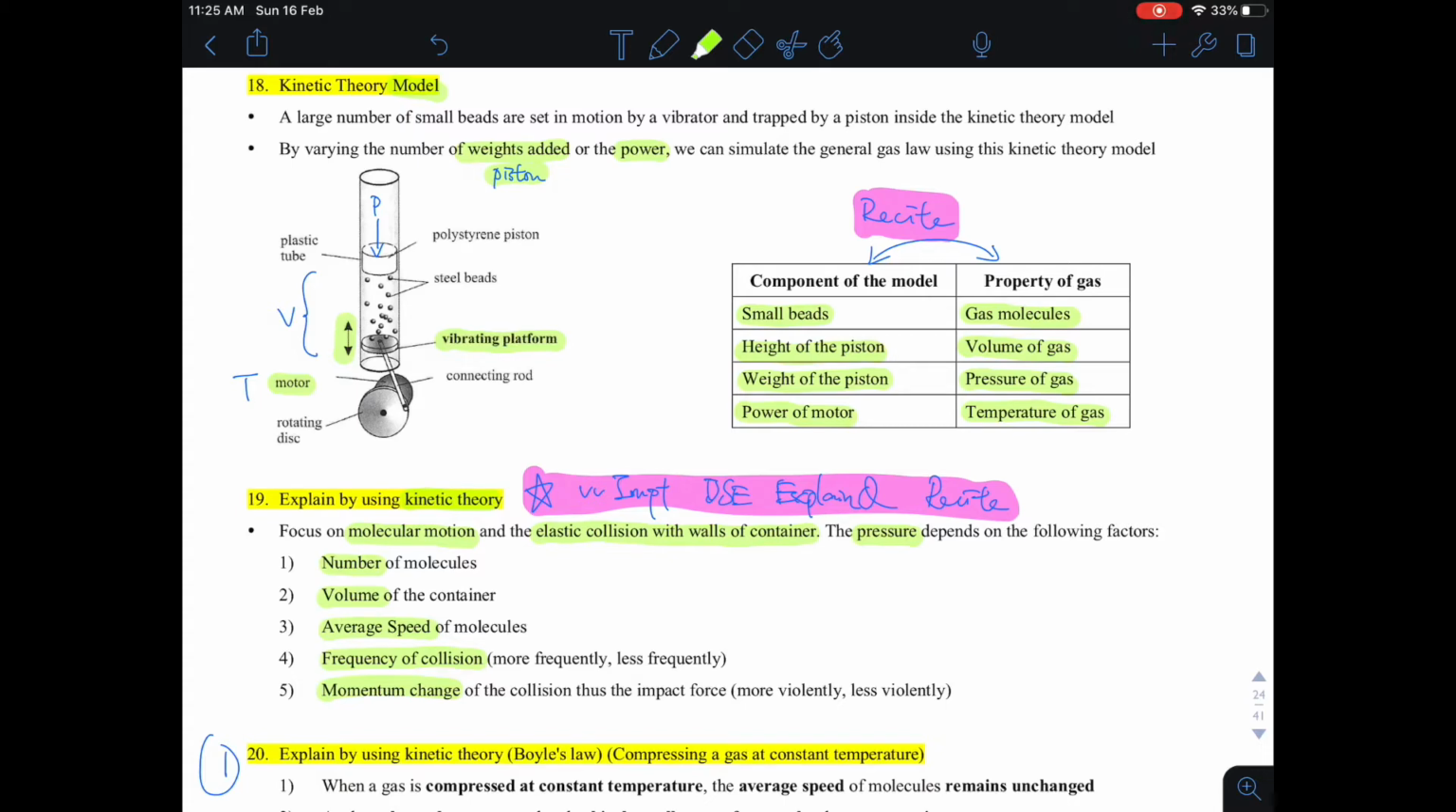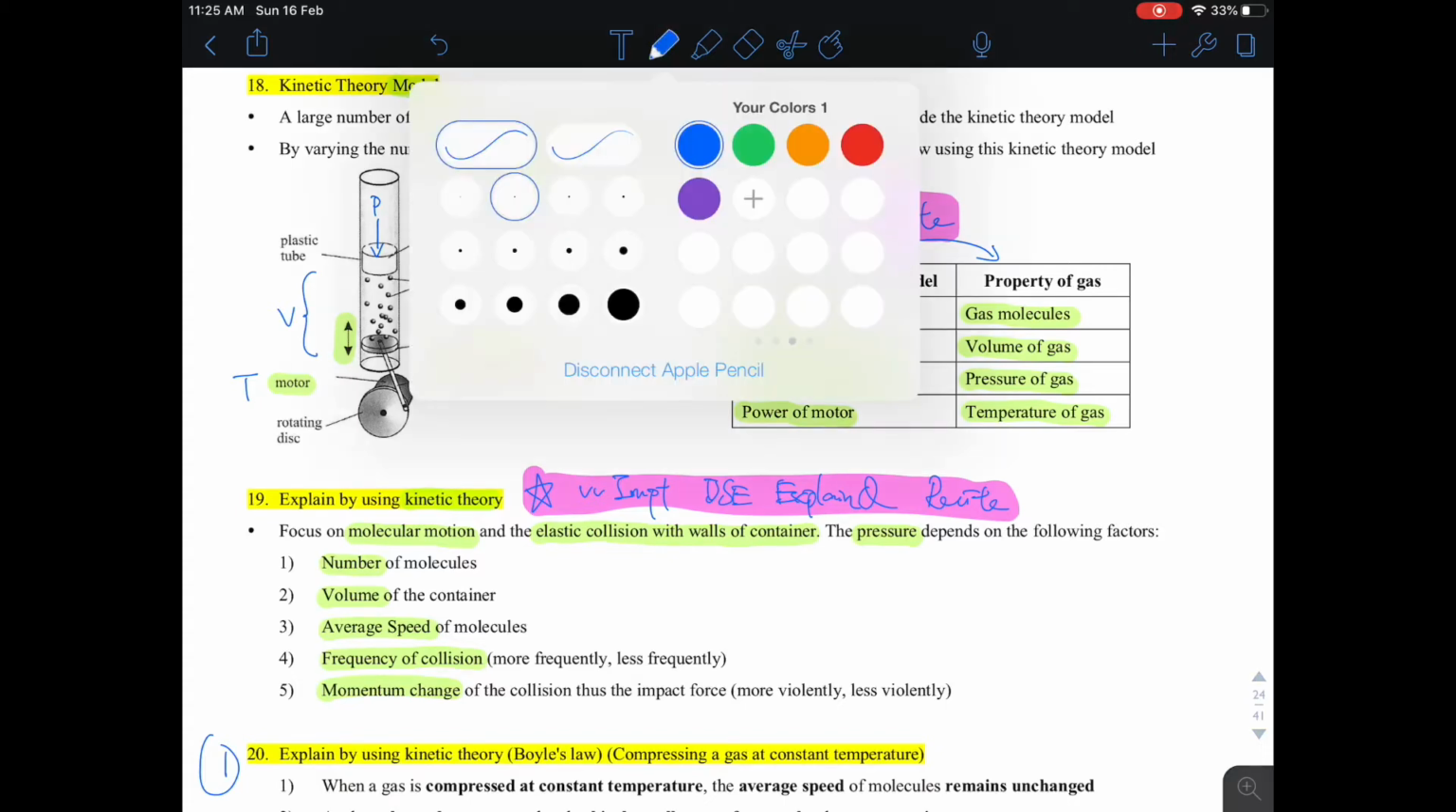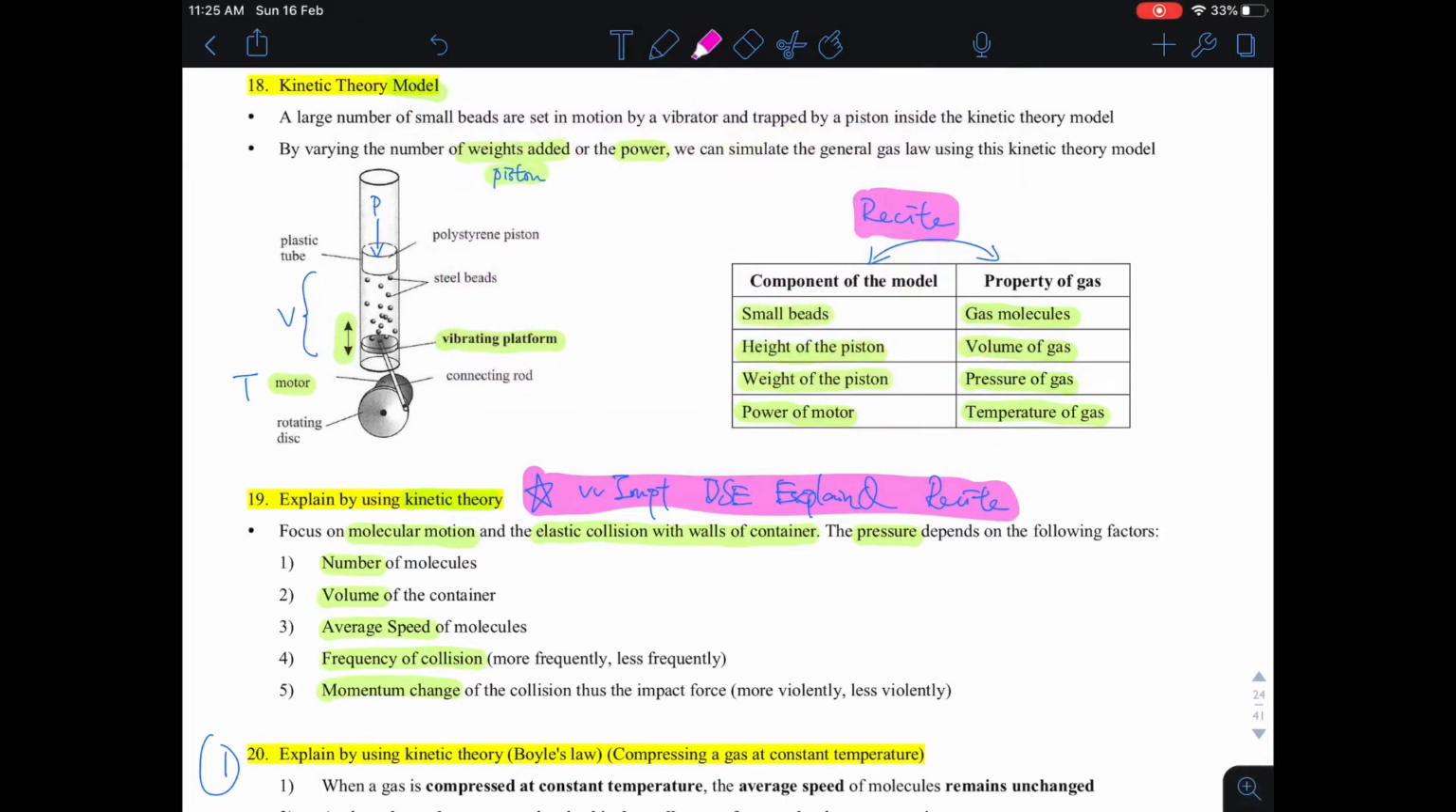And please really recite those important wordings for yourself. When you're talking about frequency of collision, you say it collides more frequently, and for momentum, it will be colliding more violently, and less violently if it is slower. So in general, you will be explaining in terms of this, and 2 and 3 will be quite important, and 4 and 5 will always be appearing.